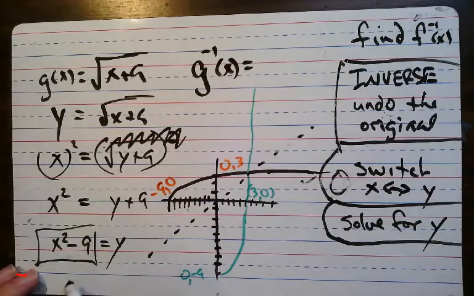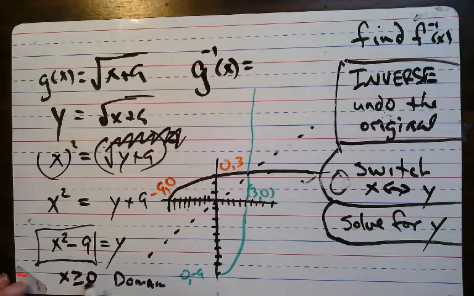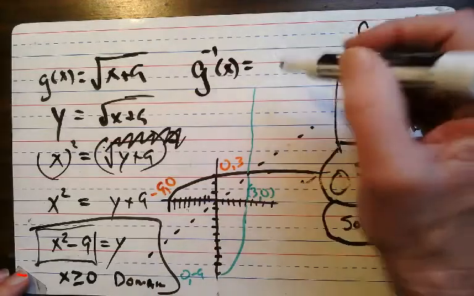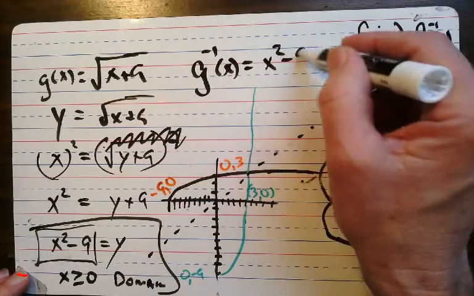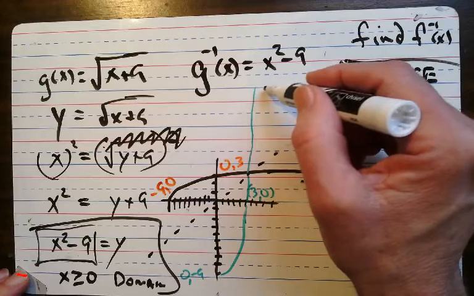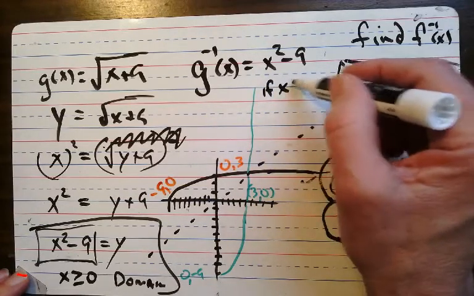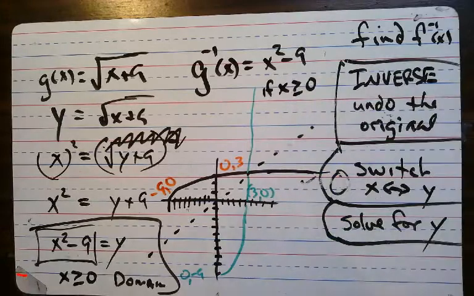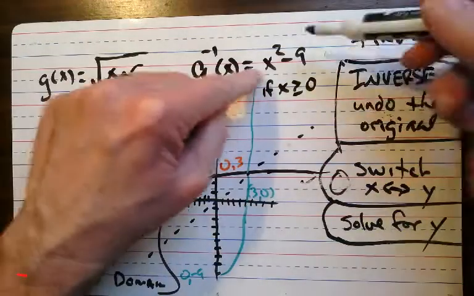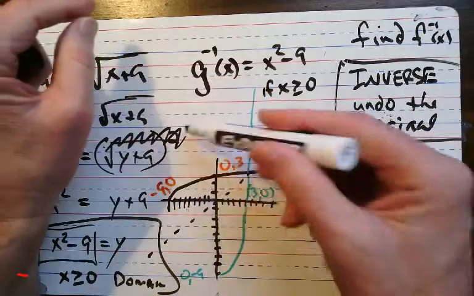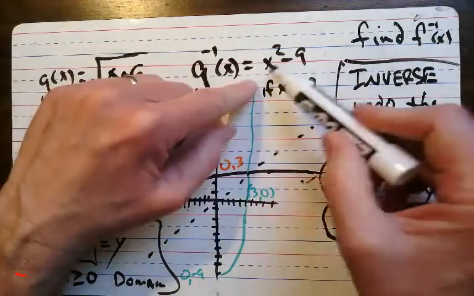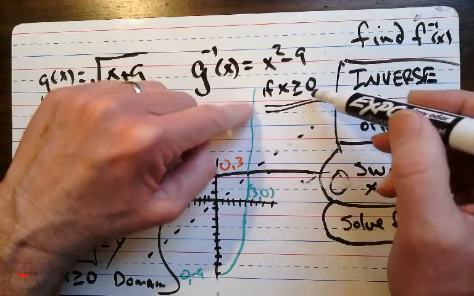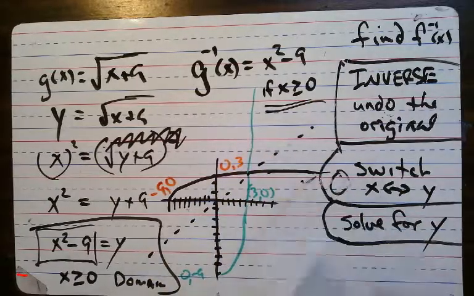x squared minus 9, you have to say only using numbers that are greater than or equal to 0. So this is the domain that you're using whenever you find the inverse. So if I was answering this question, I would say x squared minus 9, but only if x is greater than 0. All right, so you're only using half of the parabola. That's what this is saying. Remember, x squared minus 9 is a whole parabola, the whole thing. But we're not using the whole parabola. We're only using the right-hand side of the parabola to get this guy.